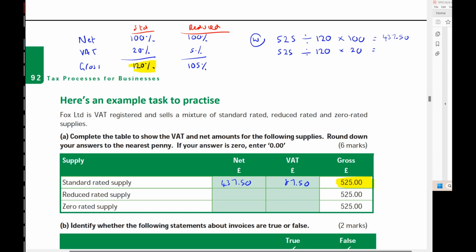But just because this is a revision course and we're revising as much as we can, let me do the second working. 525 divided by 120, and then multiply by 20 will give me 87.50 as the VAT amount. So there we go, that's the first one.